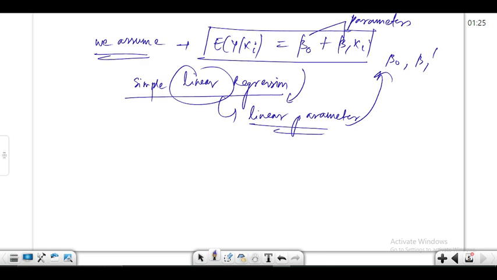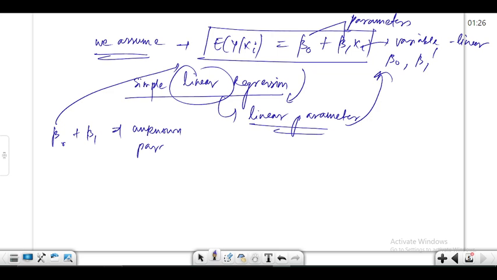Okay, and in this case your variable is also linear. So in simple linear regression, our parameters must be linear. Your variable might vary with a different sort of functional form. They might not be linear, but for simple linear regression, your parameters must be linear. And in this relation, we know that beta naught and beta 1 are your unknown parameters.